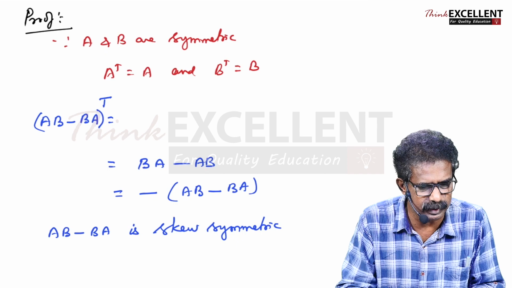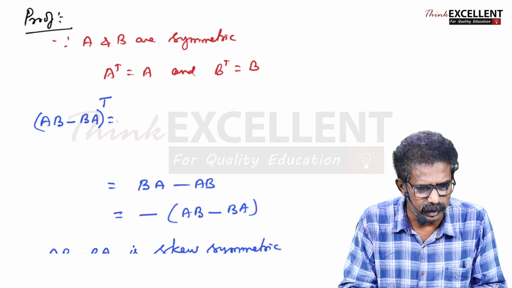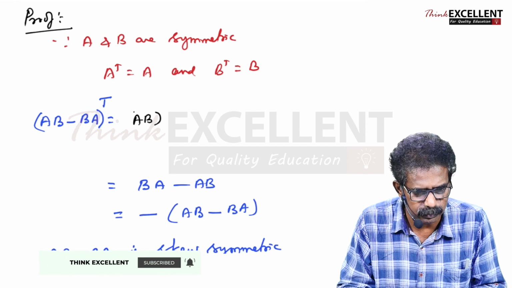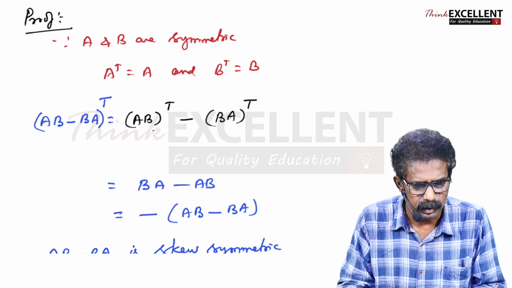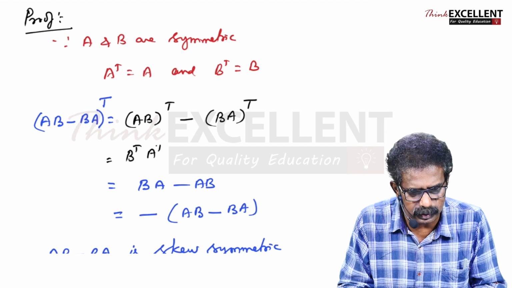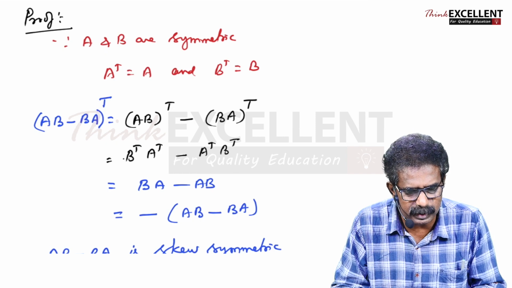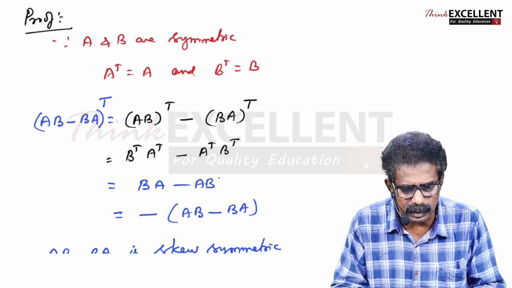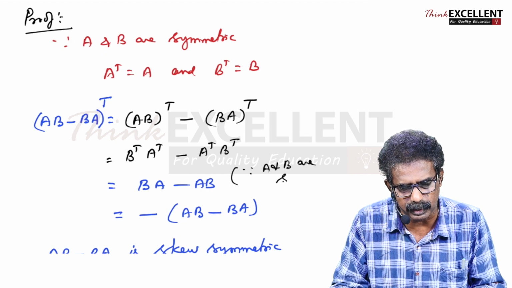Let us see whether you are getting this step. Please listen. This is subtraction only, no? So separate it like addition. Only for multiplication you have to reverse the order. So this is AB transpose minus BA transpose. Now reversal law. AB transpose means B transpose into A transpose, minus BA transpose is A transpose into B transpose. Now B transpose is same as B, A transpose is same as A. Here A transpose is A, B transpose is B because A and B are what? Symmetric.